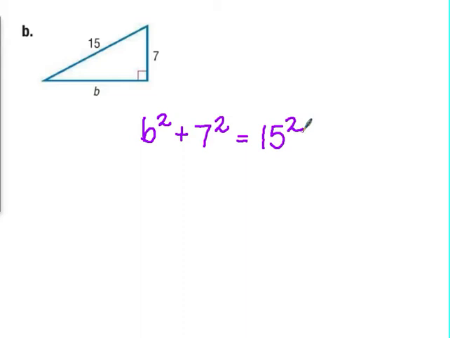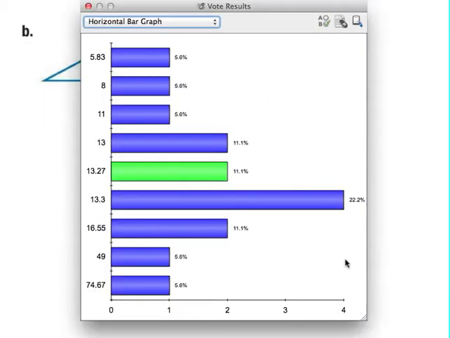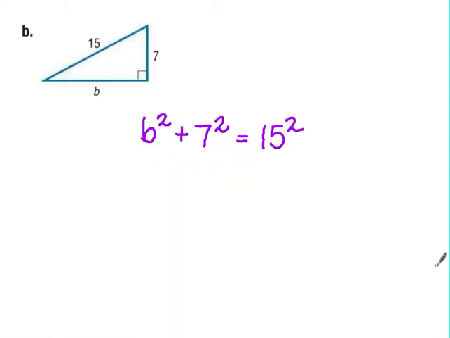All right, let's go ahead and see what y'all had. All right, 13.27. So obviously 13.3 would be acceptable. Okay, so we're going to go through and look at what ended up happening in this problem. In this problem, the hypotenuse is 15. That's the side opposite the 90-degree angle.